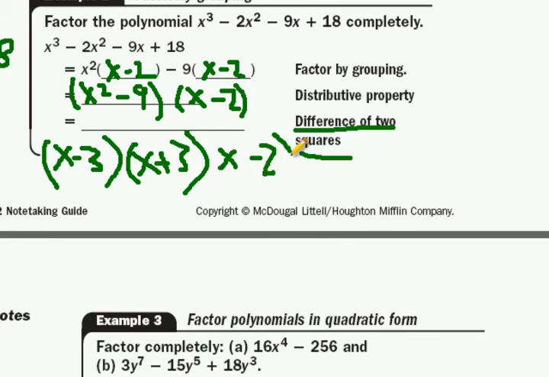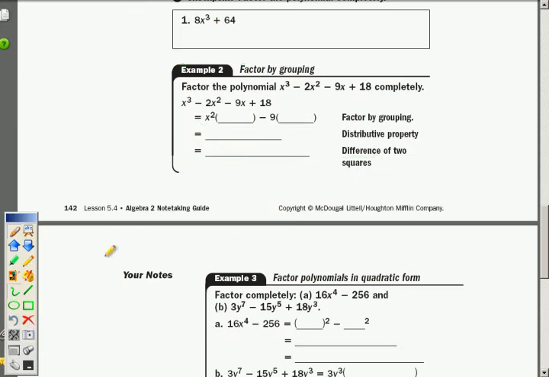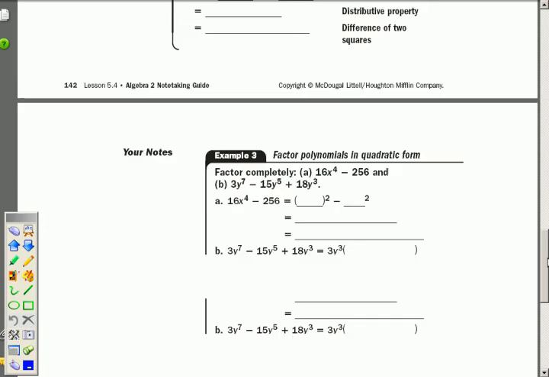That is a really, really tough problem. And if you're able to do that, I would be impressed. It takes lots of practice, tons and tons of practice, doing 10, 20 of those types of problems to be successful at that. All right.